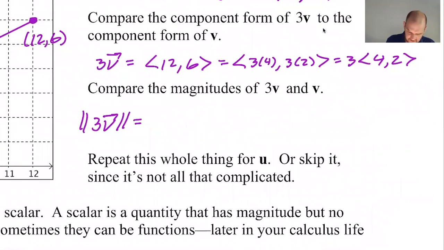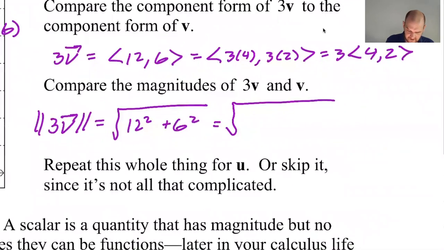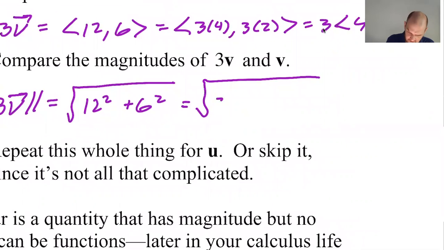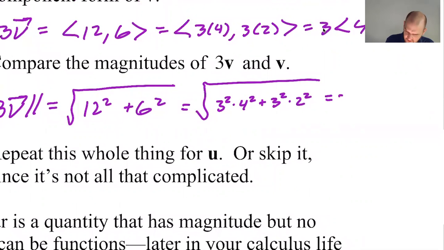So to find the magnitude or the norm or the length of this, I should do 12 squared plus 6 squared. So that was a little long here. What you want to do is not go crazy. So I can factor this, right? It's 3 squared times 4 squared plus 3 squared times 2 squared. And then I can take out a 3, and I get 4 squared plus 2 squared.